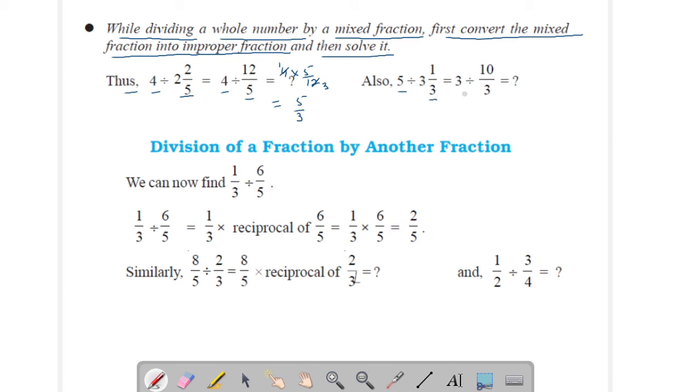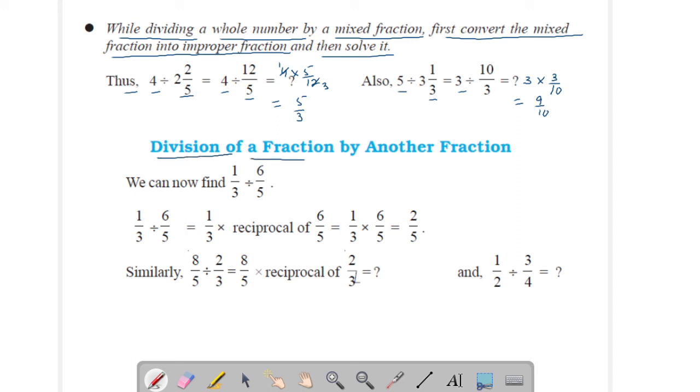Also 5 divided by 3 and 1 upon 3. This can be written as 3 divided by, converting the mixed fraction into an improper fraction, 3 threes are 9 plus 1, 10, so 10 upon 3. This can be written as 3 into 3 upon 10. This is the reciprocal. If you solve this, you will get 3 threes are 9 upon 10. This is your answer.